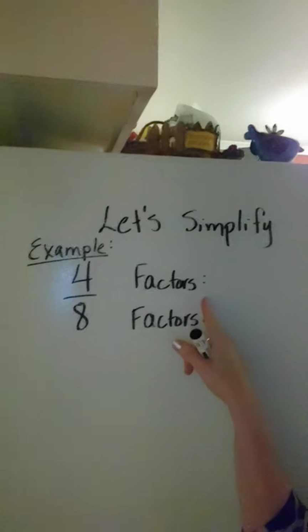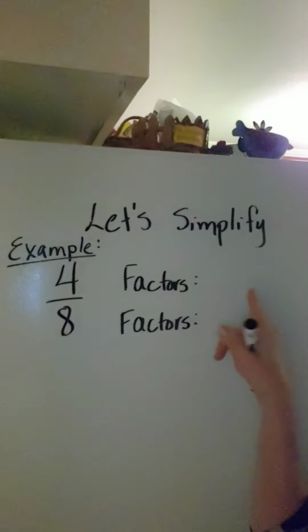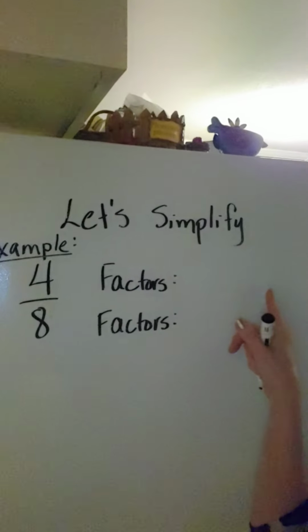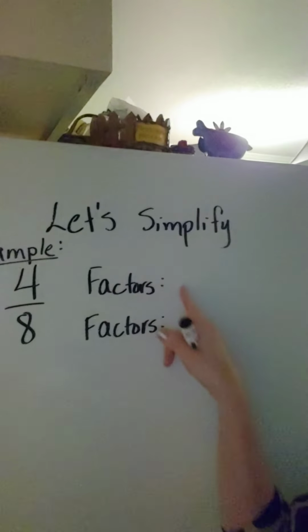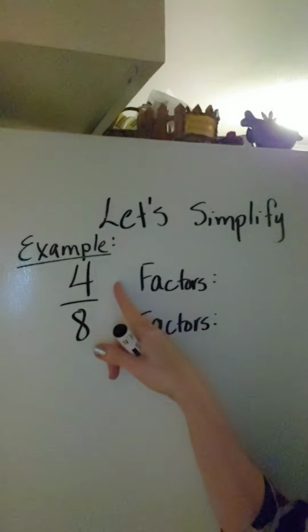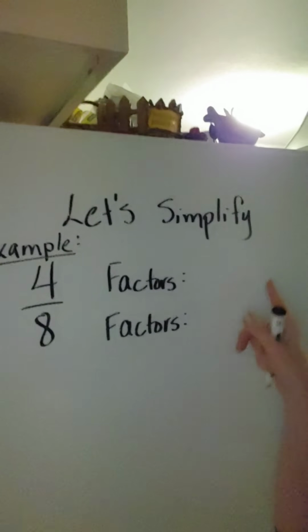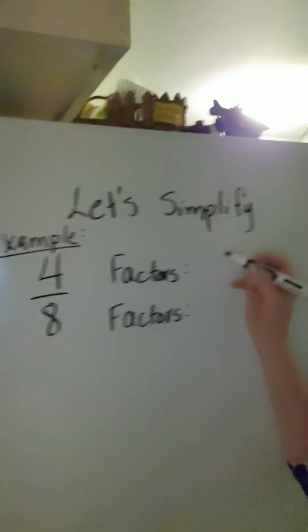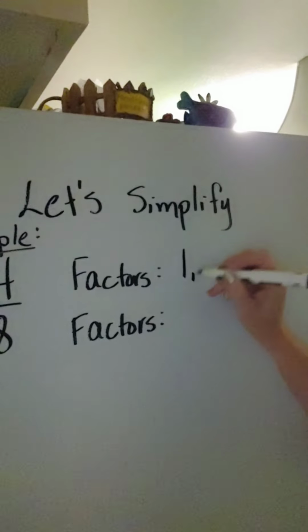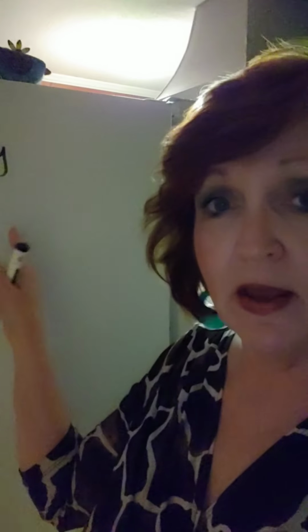Remember that a factor is any number that we can multiply together that will give us 4. So what number times what number equals 4? Well, we know that 1 times 4 equals 4 because any number times 1 is that number. So we can always start with 1 times whatever number we're trying to find factors for, and that gives us our first two factors, 1 and the number.